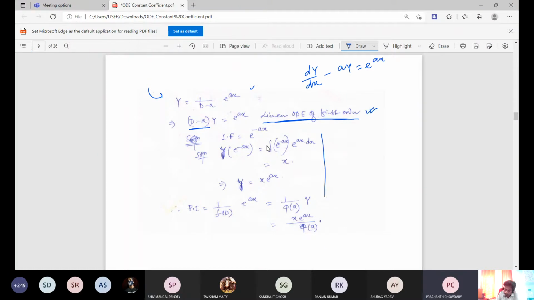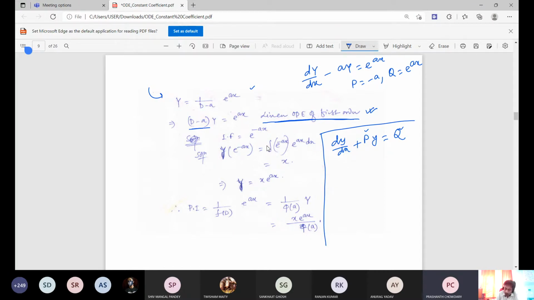So how to solve this linear differential equation? The general form is dy/dx + Py = Q, where P and Q are any function of x, that can be constant or any function of x. So here capital P is −a, capital Q is e^(ax). This is the standard form of linear differential equation of first order.